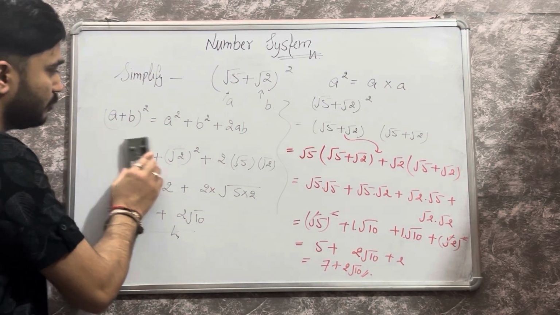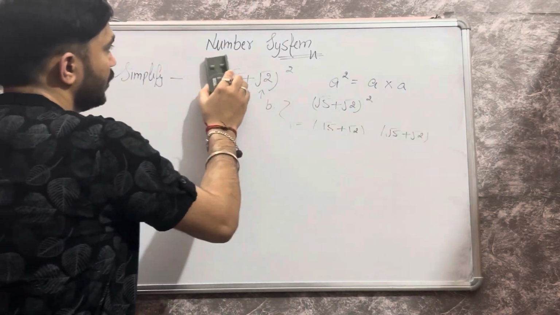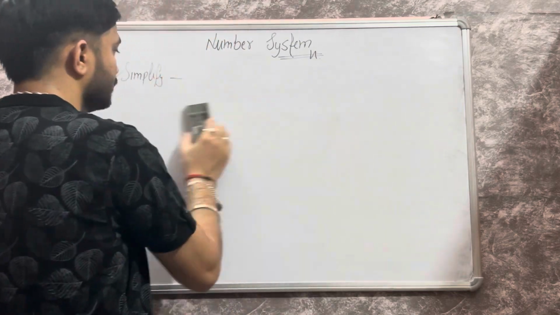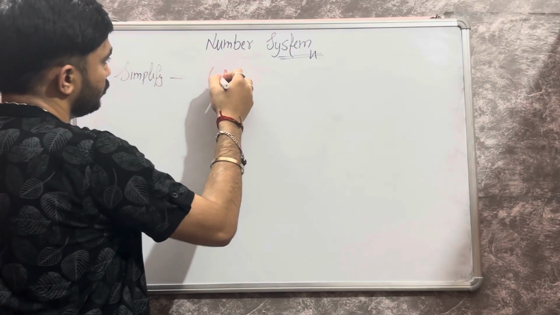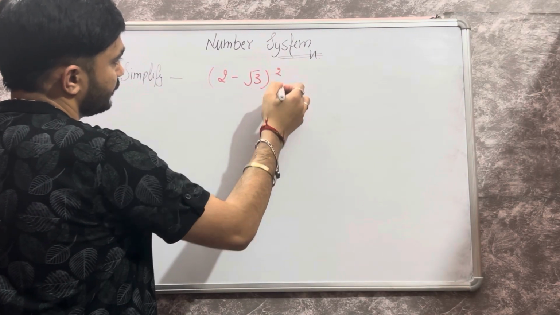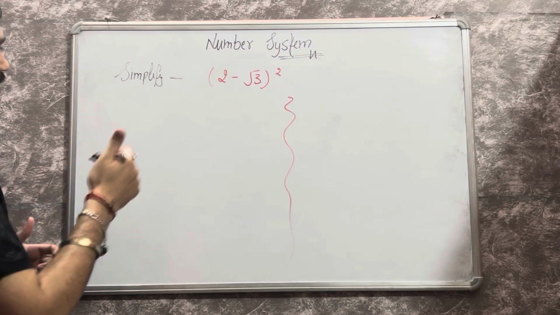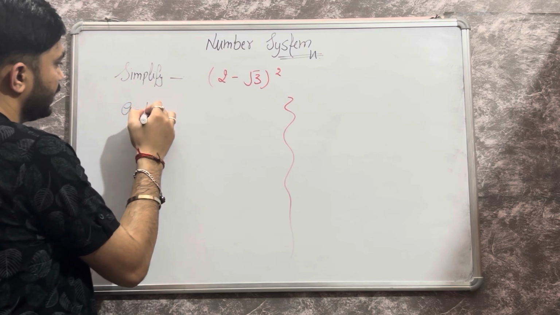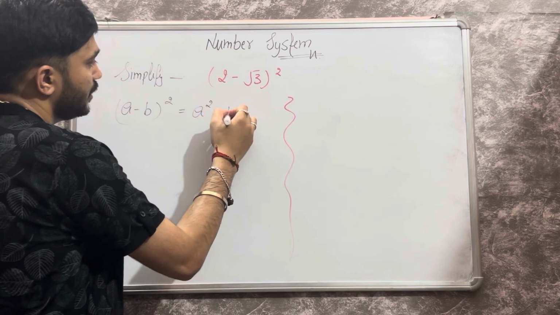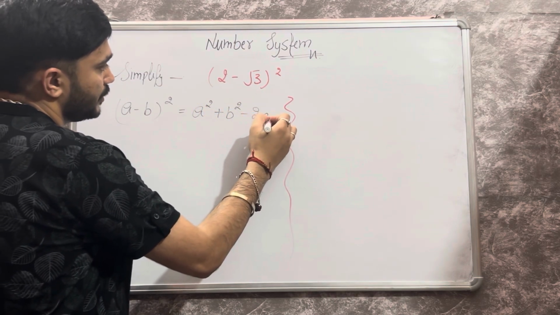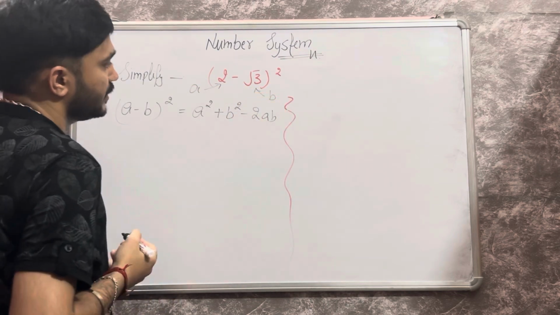Now let us solve one more example of this type of question, so that we can cover all the formulas. What if someone has asked you to solve (2 − √3) whole square? We are going to solve this question as well in two ways. Firstly by the formula way, that is, the formula we are going to use is (a − b) square is a square plus b square minus 2ab. Here a is 2 and b is √3.